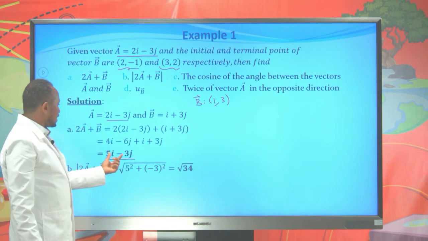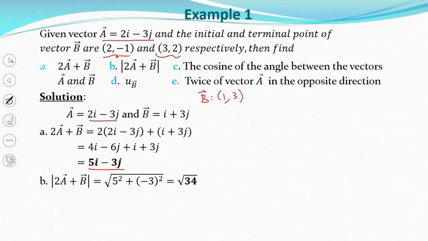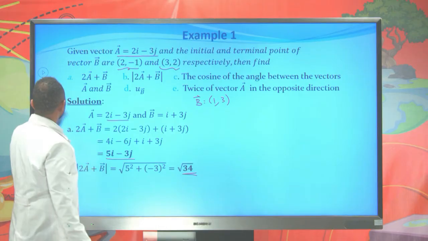Second question, we are asked to find the magnitude of 2a plus b. Since we have found 2a plus b, the magnitude of 2a plus b will be the square root of 5 squared plus negative 3 squared. This is 25 plus 9, which gives 34. So, the magnitude will be the square root of 34 units.